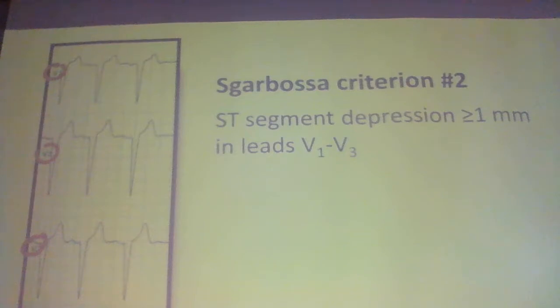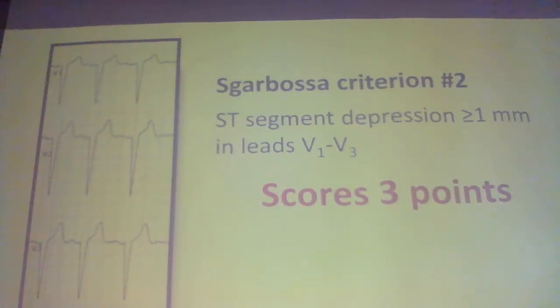Now, normally in those leads, we will see that the ST segments are elevated, because appropriate discordance says that if you have a negative QRS complex, you should have ST segment elevation. However, if the patient was having an acute myocardial infarction, what we'd be looking for is evidence of ST segment depression in these leads. And if we saw that, that would be concordant, and so that would be abnormal. And if we see this, then we score 3 points.